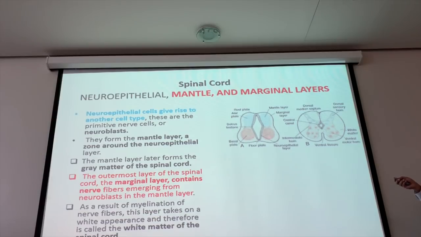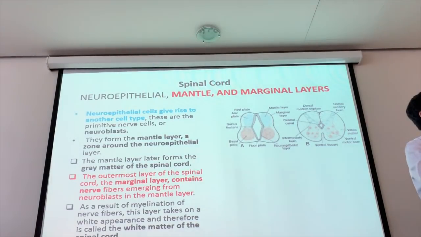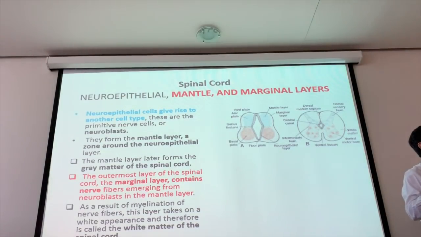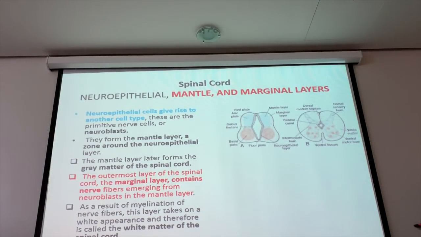The basal plate, in the adult spinal cord, you have seen the gray matter which is called the anterior gray horn cells. So the basal plate is going to give rise to the anterior gray horn cells, which are primarily motor neurons. The alar plates are going to give rise to the posterior gray horn cells, which are primarily sensory neurons.